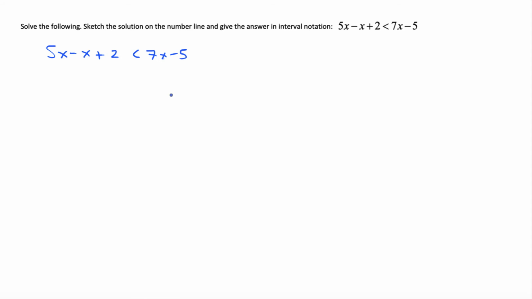The operations that we can do. First thing we should do is simplify each side as much as we can. So we see on the left side here, we can certainly combine the 5x minus 1x, so that equals 4x plus 2. And on the right side, we still have the 7x minus 5.